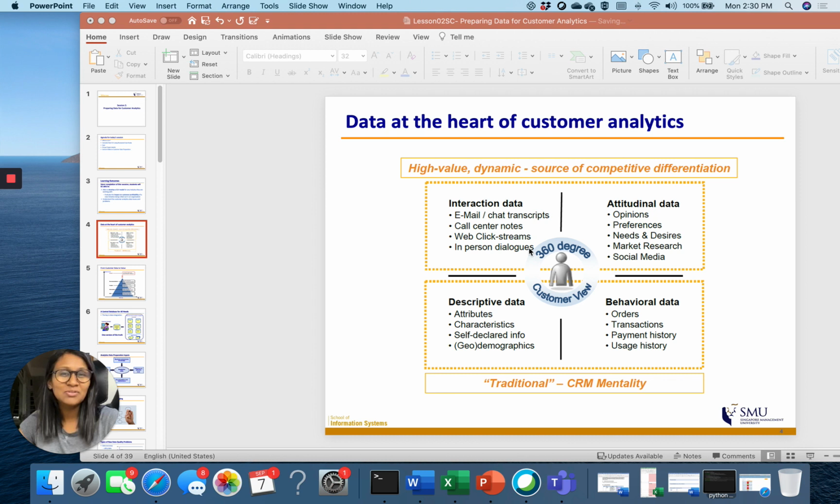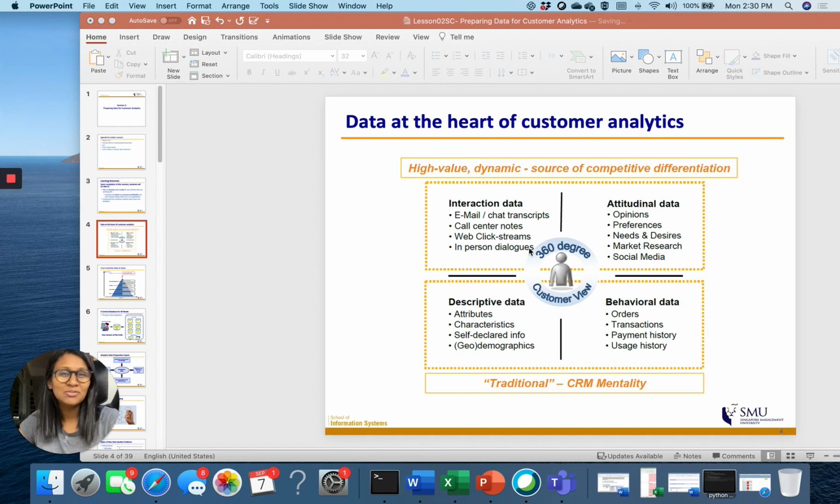Then there is attitudinal data. Attitudinal data talks about the preferences and opinions of individuals. This could be information that is collected via market research initiatives, social media campaigns, and other research related surveys, which could just be created for the purpose of getting to know people's opinions better.